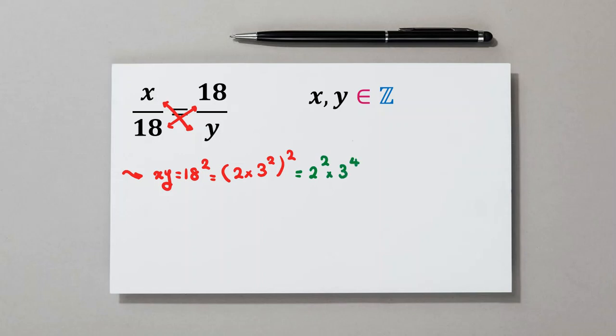By power rule, if you have, for example, a to the m times b to the n, to the power of, for example, k, it is equal to a to the mk times b to the nk, and we've applied that here. So it is 2 squared times 3 to the 4. Now let's work on this. Let's write it again here: xy equals 2 squared times 3 to the 4.